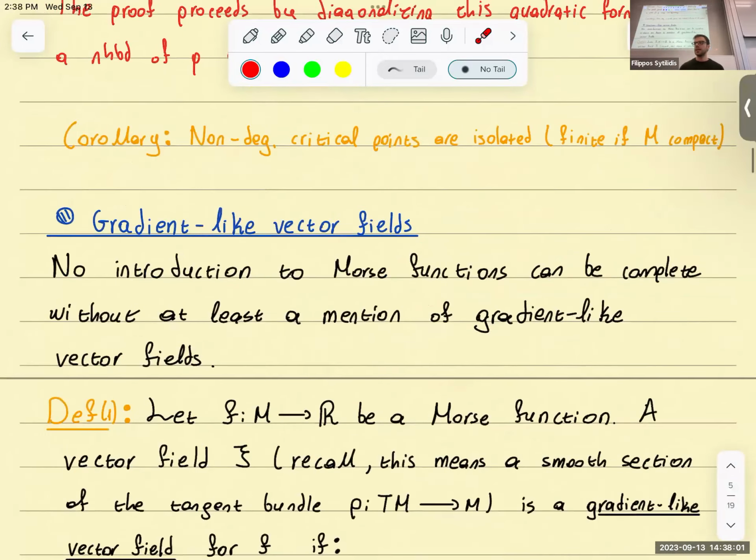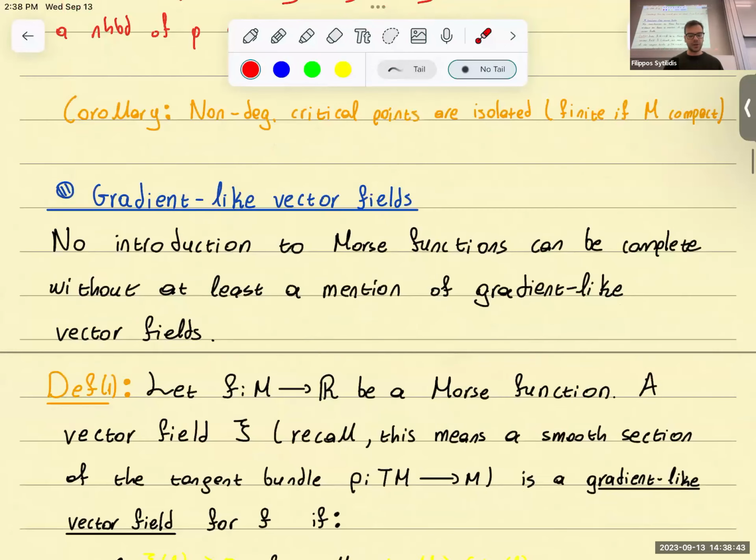Other questions? So I'm not going to explicitly use gradient-like vector fields. They do show up in Cerf's proof and pretty much in everything that you are going to do with Morse functions. But I just felt there's no way you can give an introduction to Morse functions without saying something about gradient-like vector fields. So I just wanted to have a section here where we discuss a little bit about them. And then depending on how much interest there is, maybe we can discuss even more about them later on.